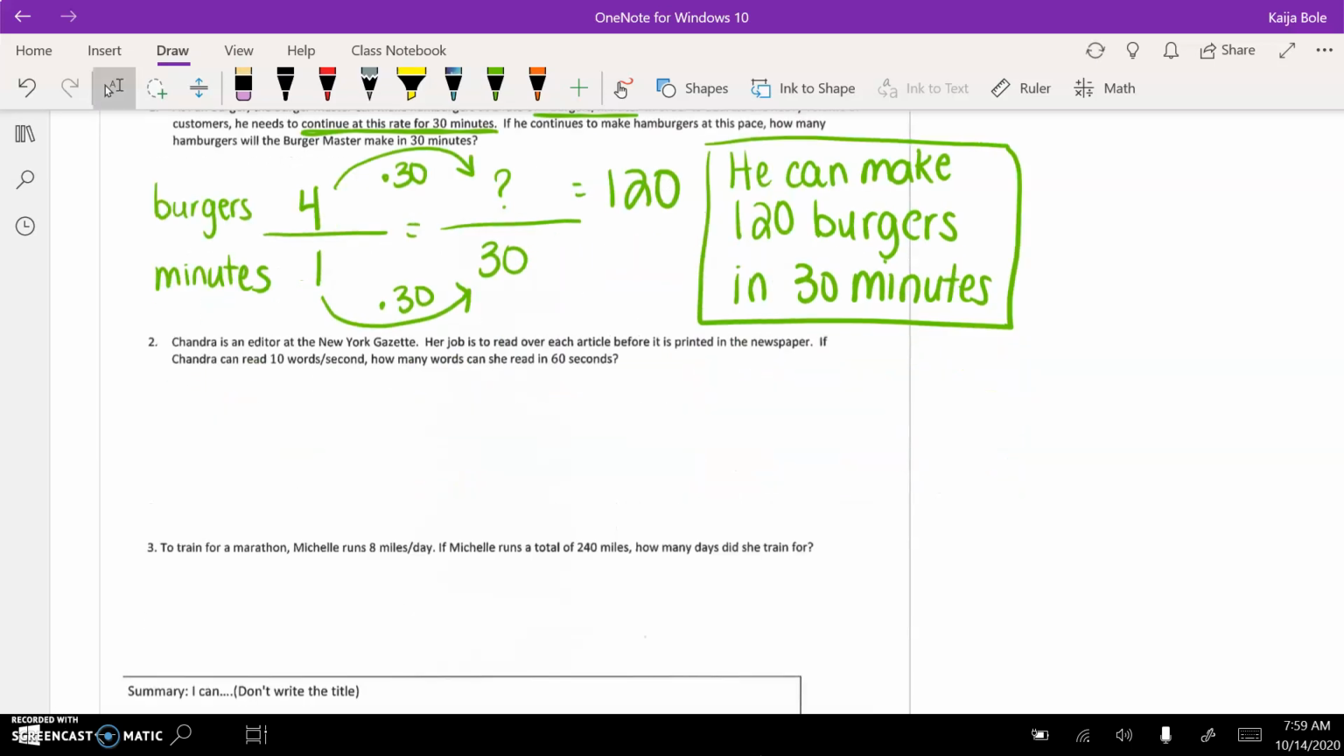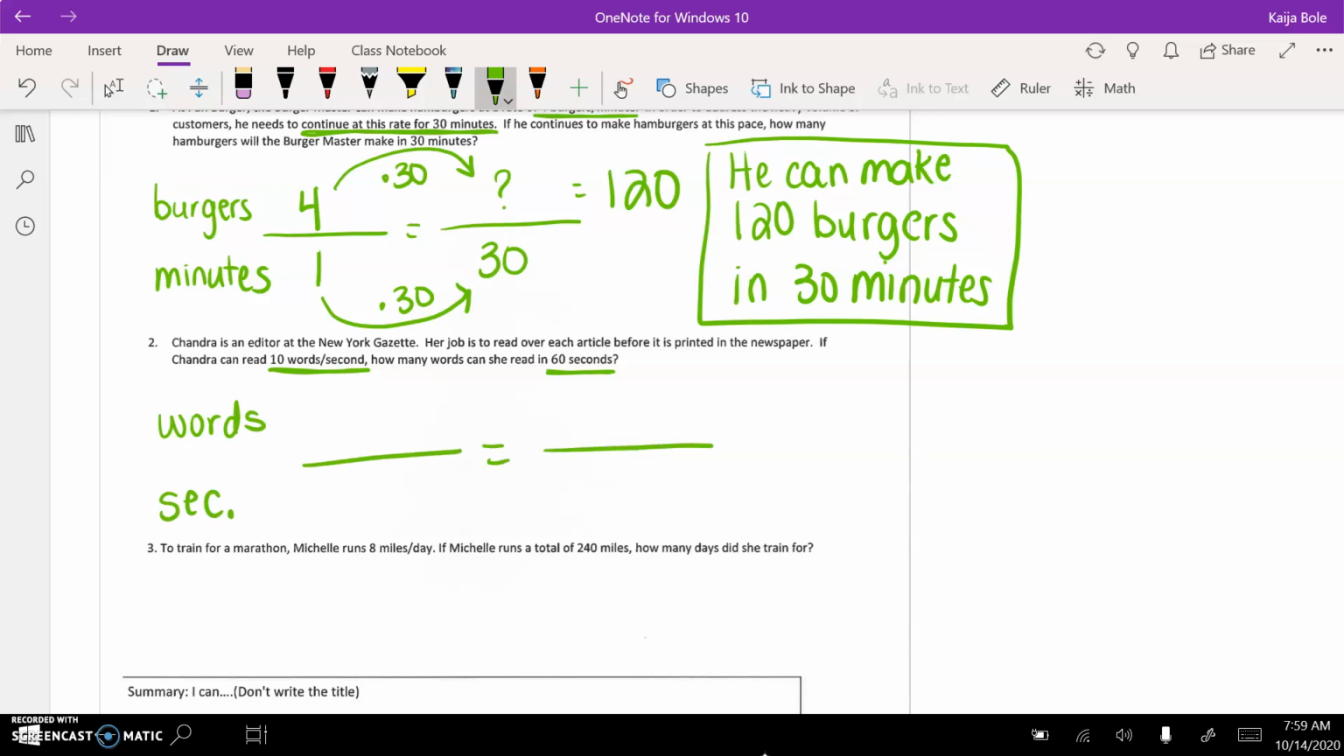So if we look at number 2, Chandra is an editor for the New York Gazette. Her job is to read over each article before it's printed in the newspaper. If Chandra can read 10 words per second, how many words can she read in 60 seconds? So we're talking about words and seconds in our algorithm. And she can read 10 words in 1 second. And they want to know after 60 seconds how much can she read. So we figure out how to get from 1 to 60. So that would be times 60. So 10 times 60 would be 600.